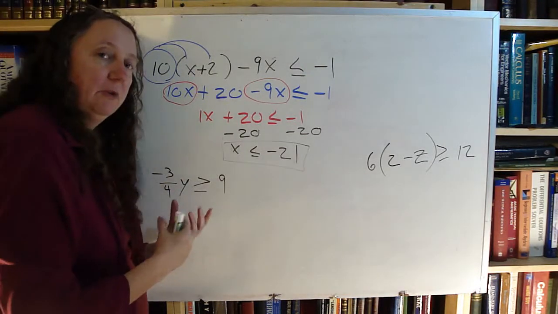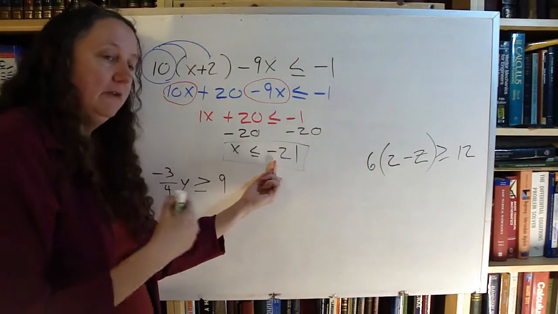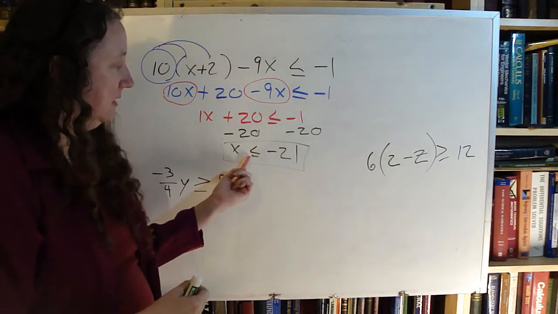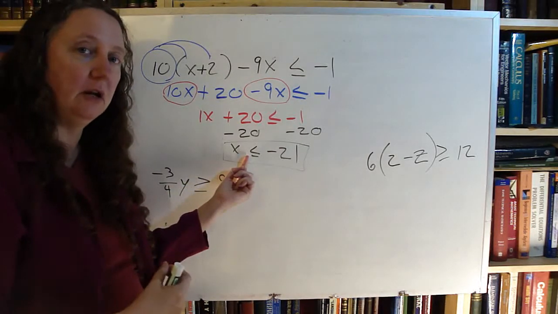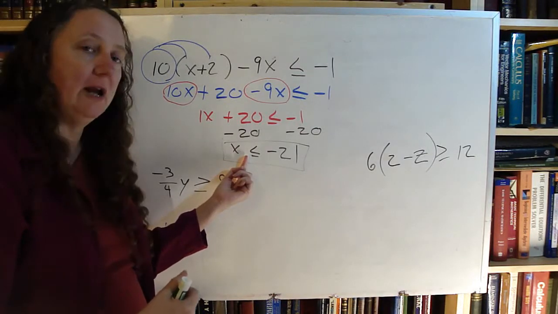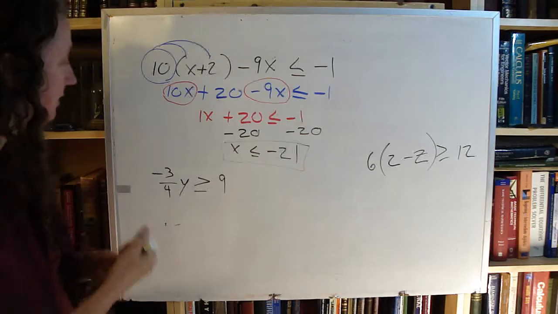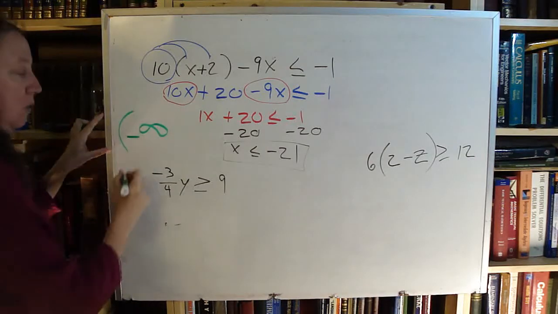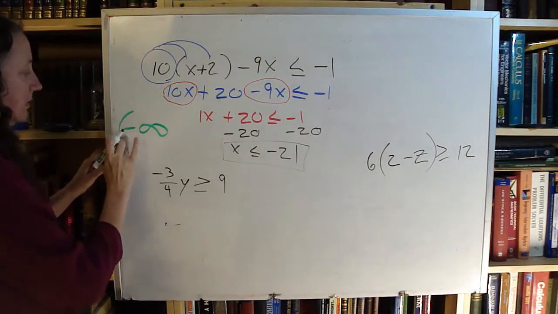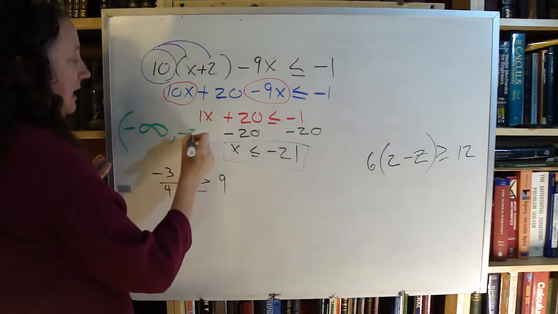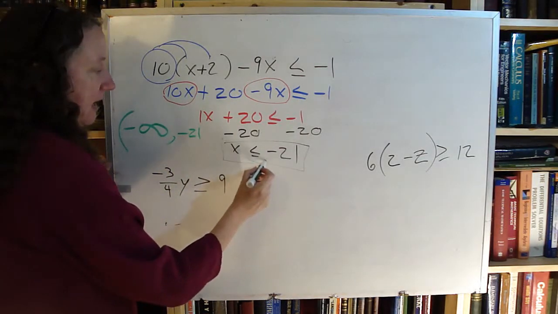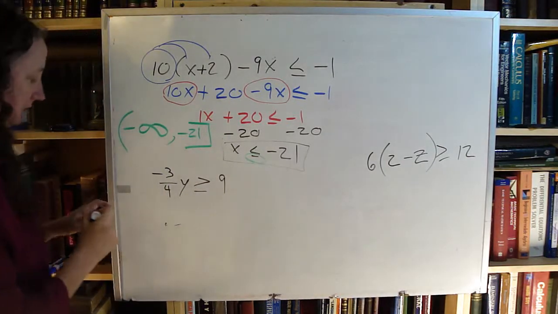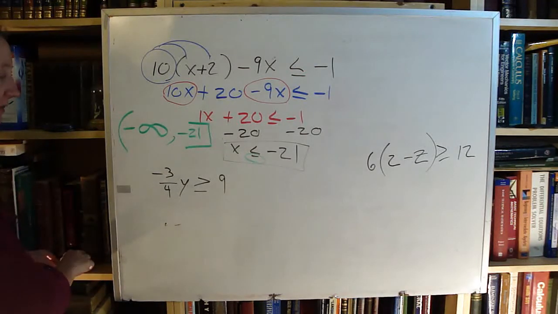So I have to figure out what comes first. Does the negative 21 come first, or does negative infinity come first? Looking at my symbol, x is less than, so therefore I have the negative infinity as part of my answer here. So negative infinity always gets the round parentheses, comma, negative 21. I have the equal to sign there, so that gets squared off. That problem is done.